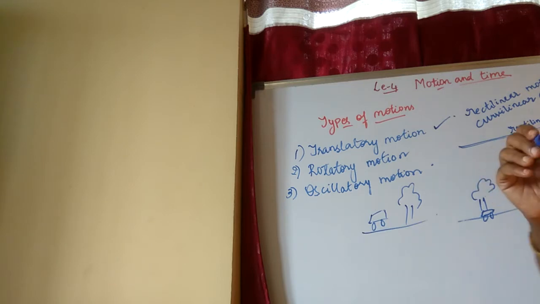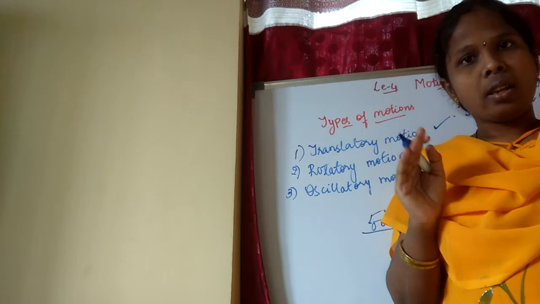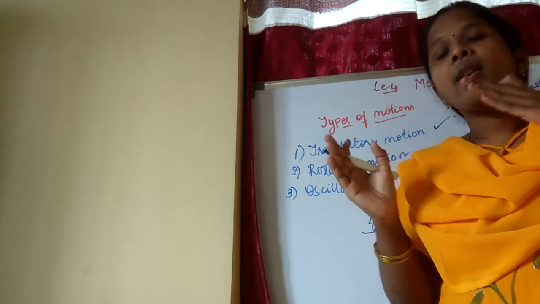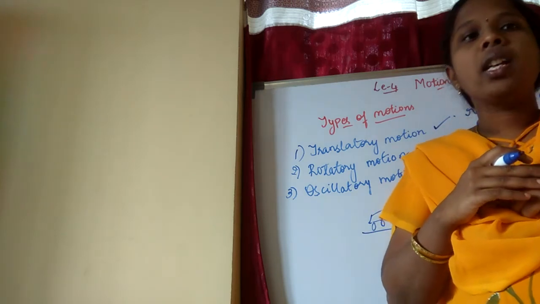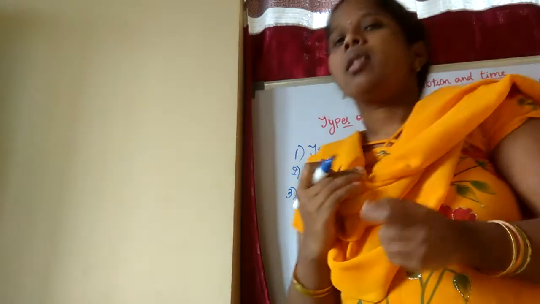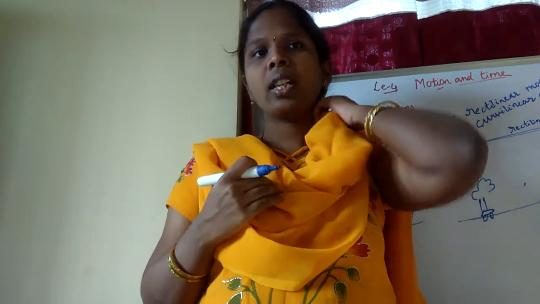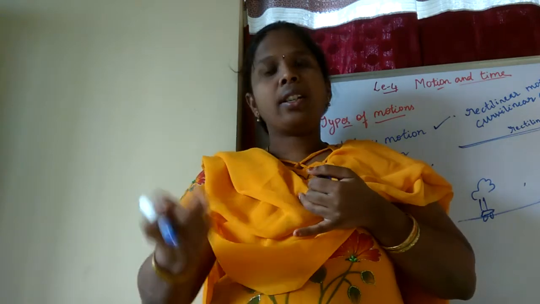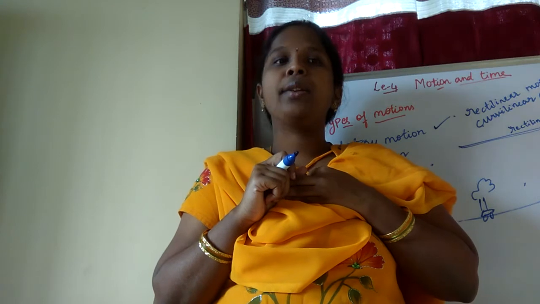So curvilinear motion means curved path. If your body is in translatory motion and it is moving in a curved path, then the motion is called curvilinear motion. If it is moving in a straight line, then rectilinear motion. If it is moving in a curved line, then it is a curvilinear motion. So everyone is clear what is a translatory motion, what is a curvilinear motion, and what is a rectilinear motion. Everyone is clear, no?